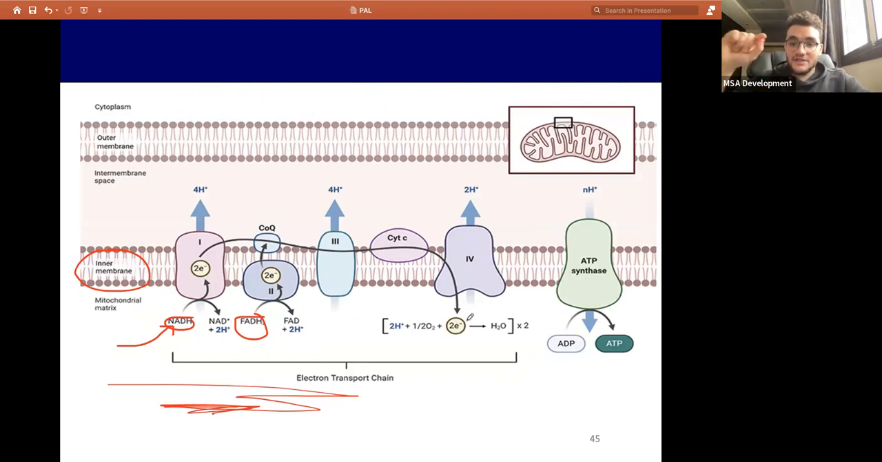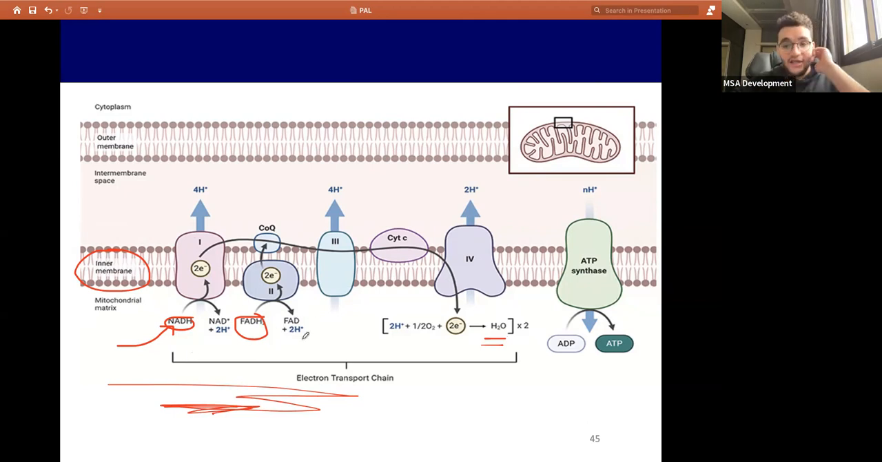Now that is why oxygen is very important at this step. Oxygen is the final electron acceptor, because the electron goes from complex number 1, coenzyme Q, complex number 3, cytochrome C, complex number 4, and then where is it going to go? Here comes the oxygen. It accepts this electron and forms two water molecules. So oxygen combines with the electron to form water. Okay, so now this is for NADH.